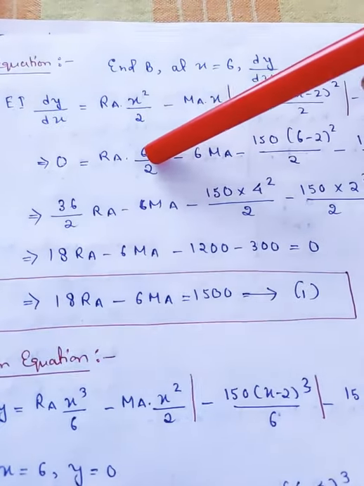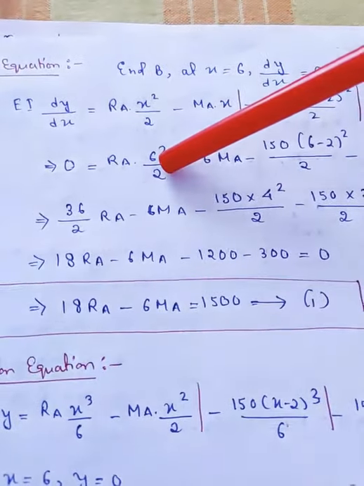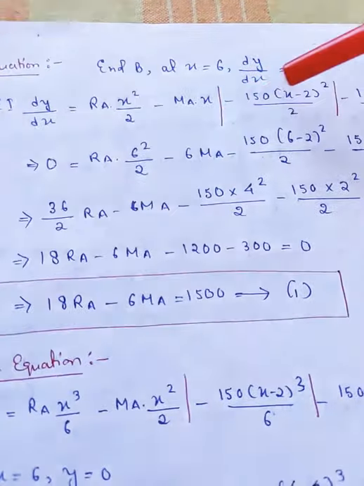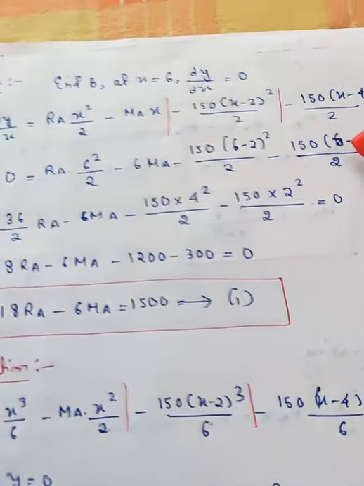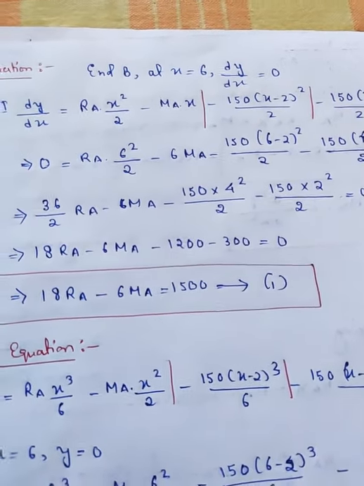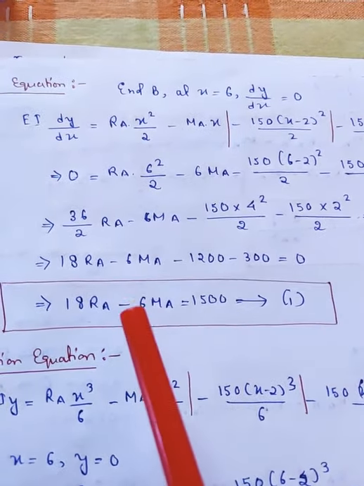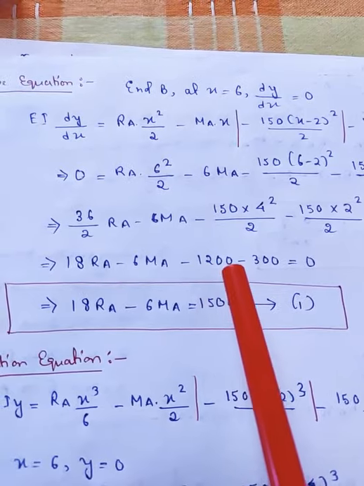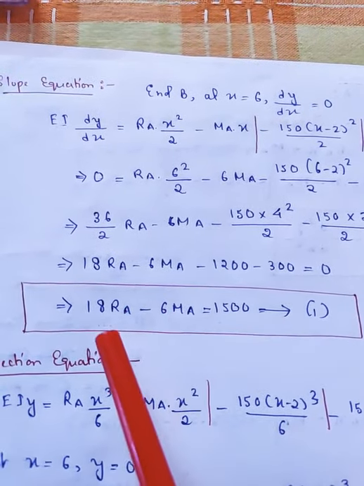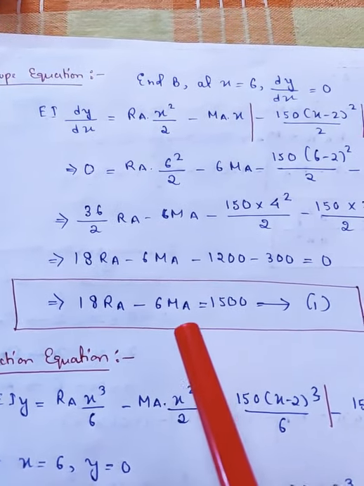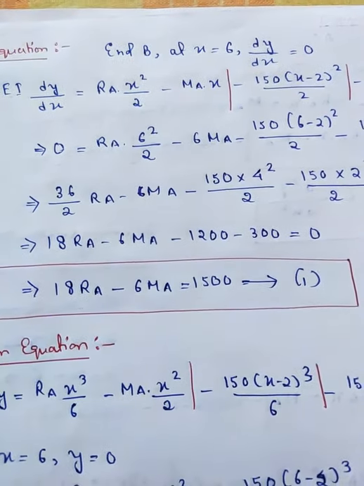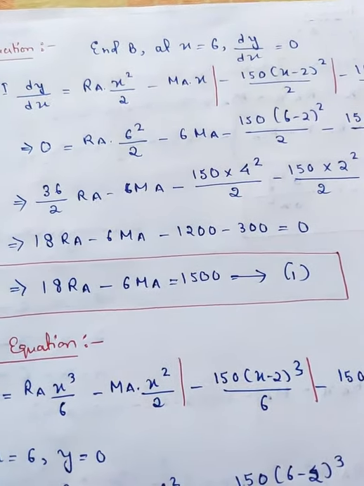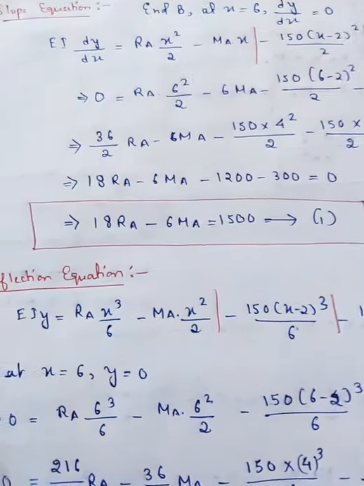Here as you can see, we have put the value of x equal to 6, here also 6, then x minus 2, x minus 4 means 6 minus 4, and simplifying this, we got 18 Ra minus 6 Ma minus 12 Ra minus 300, and finally we got the equation 18 Ra minus 6 Ma equal to 1500, and marking this as equation 1. Now we will put the boundary condition in the deflection equation.